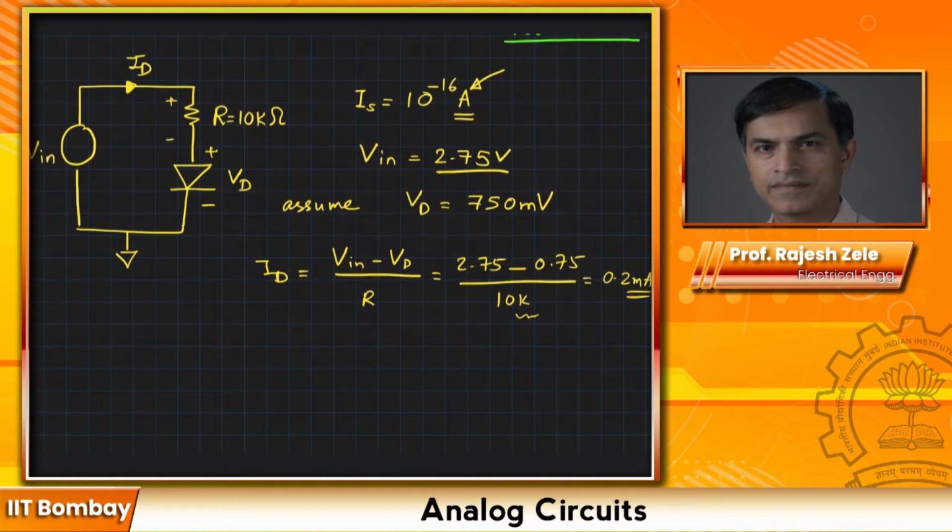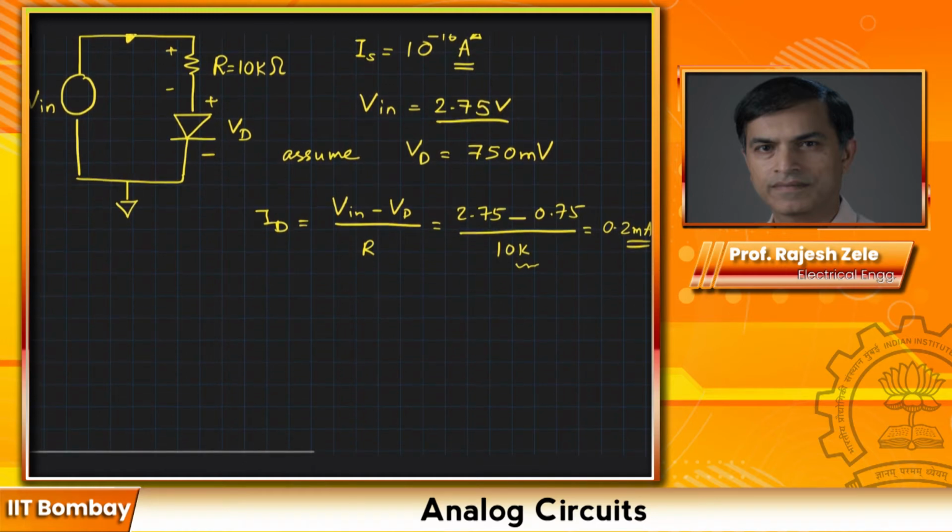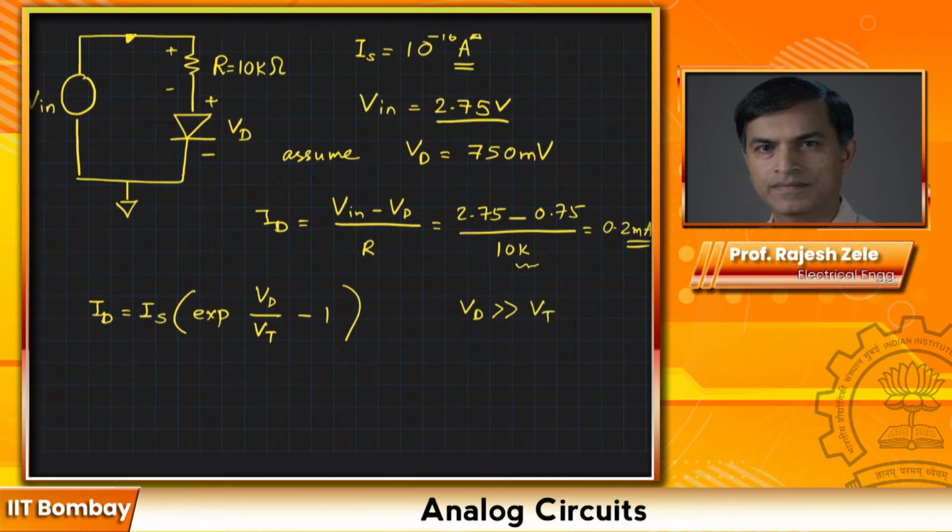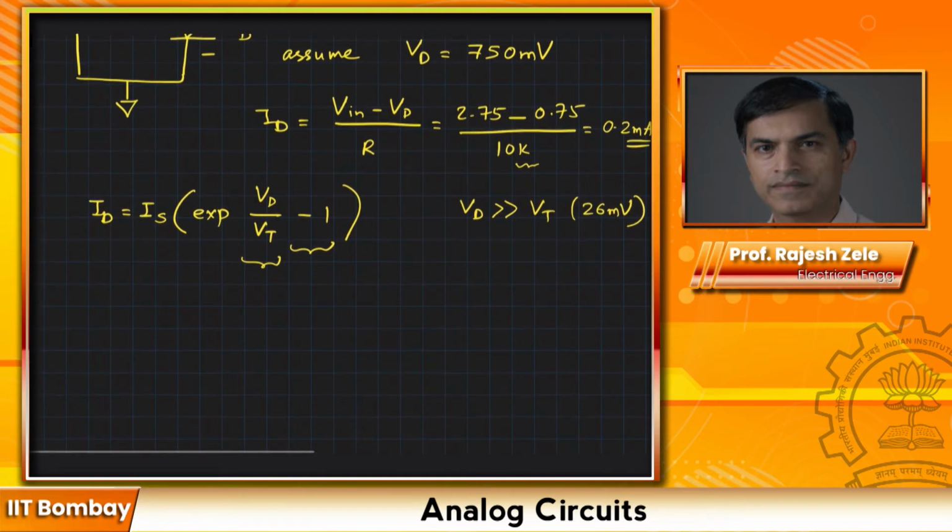Now we know our accurate equation of the diode. What is the accurate equation of the diode? We know that ID is equal to Is exponential of VD divided by VT, minus 1. We are assuming that VD is much greater than VT. VT is 26 millivolts for room temperature. So we can ignore this minus 1 part, because VD divided by VT will be a fairly large number. So we can say that ID is equal to Is exponential of VD divided by VT.